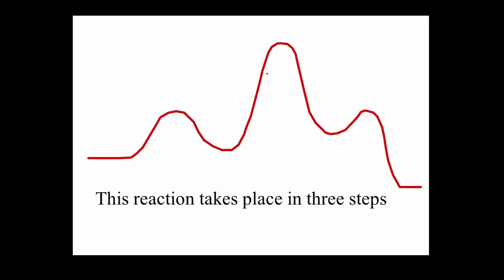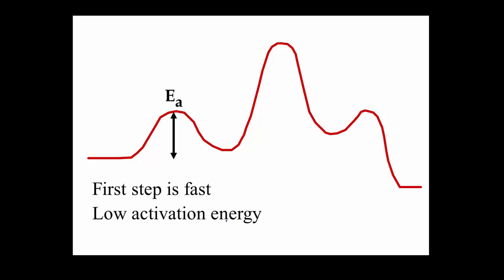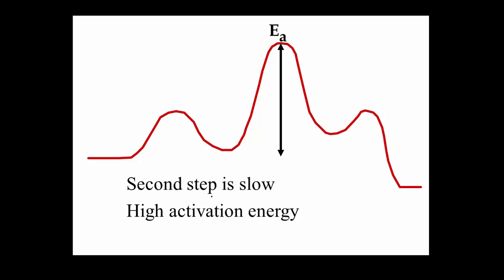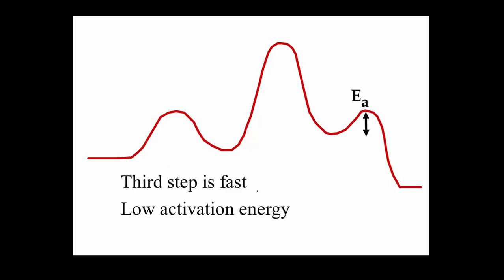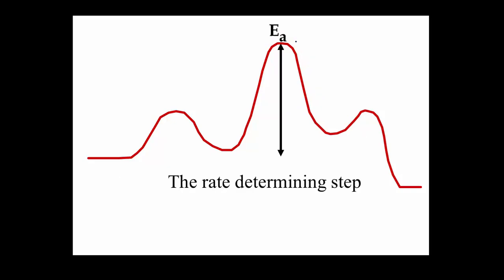So here you can see you have a three-step mechanism. This first activation energy is short. It's not very much energy required to get over that first energy barrier, so that's probably a fast step. The second step is much larger. So this is the highest activation energy. So this is the slow step in the mechanism. And this is another fast step. So this is your rate determining step.